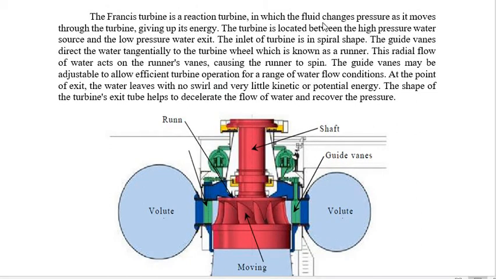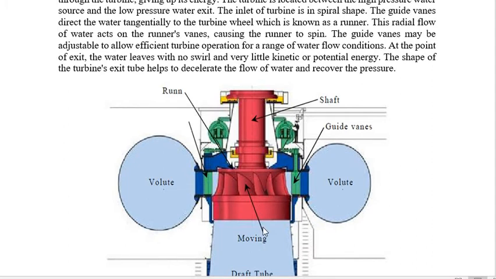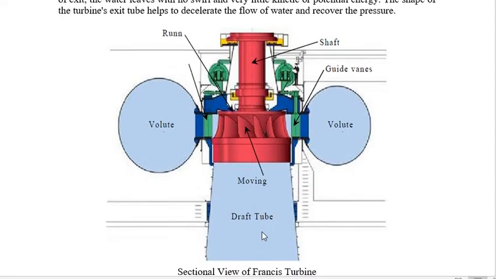So if you can see here, Francis is a reaction turbine in which the fluid changes pressure as it moves through the turbine, giving up its energy. The turbine is located between the high pressure water source and a low pressure water exit, because whatever pressure is available at the inlet of the turbine is high pressure, and whatever the pressure at the outlet of the turbine is almost equal. So that's why we have used this draft tube also.